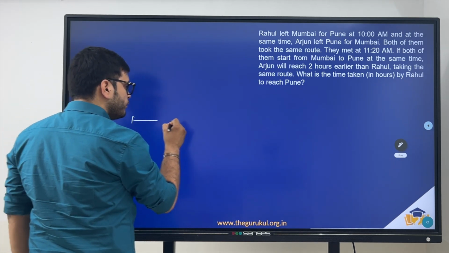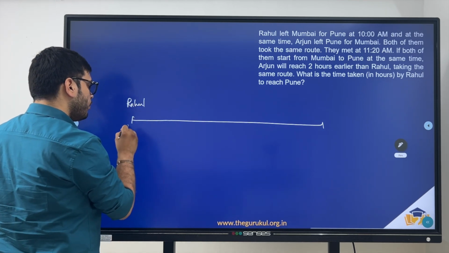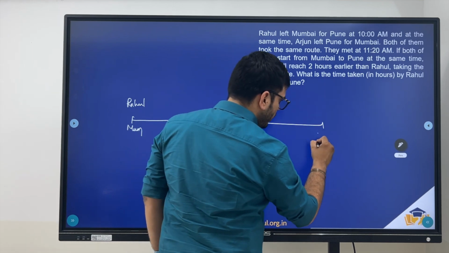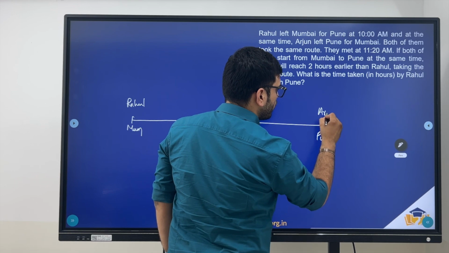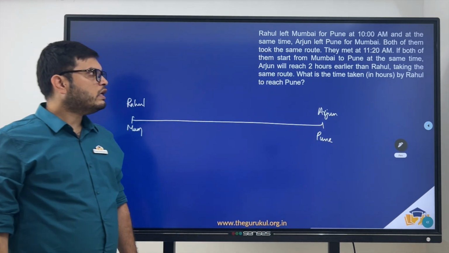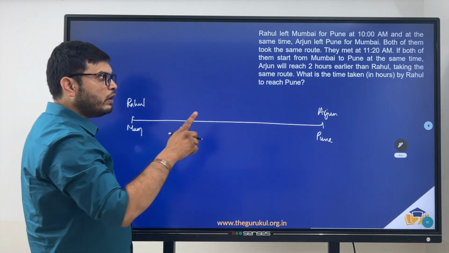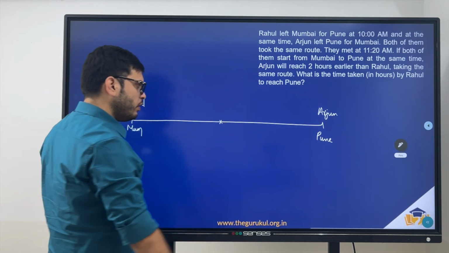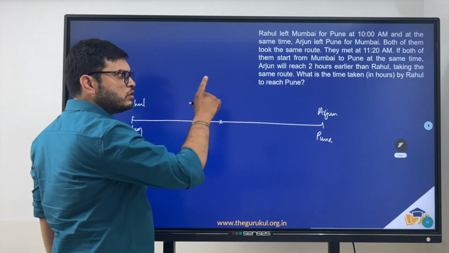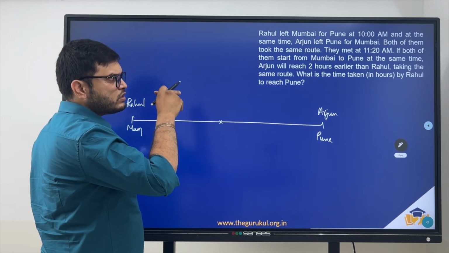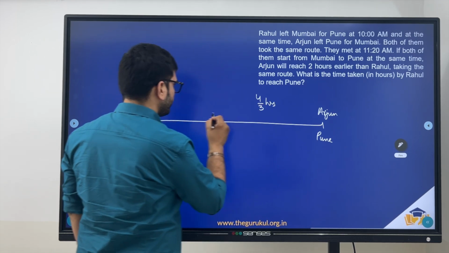So we have Rahul starting from Mumbai to reach Pune and Arjun starting from Pune to reach Mumbai at the same time, right, at 10 a.m. They met at 11:20 a.m. So let me consider they met somewhere here, right? So from 10 o'clock to 11:20, they both were traveling for how much? 80 minutes. Sorry, 60 plus 20, 80 minutes, which is nothing but 4 by 3 hours.